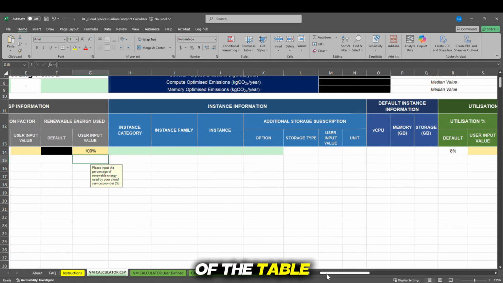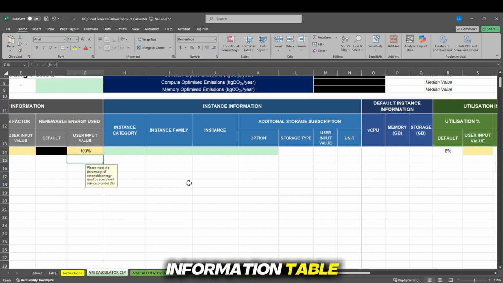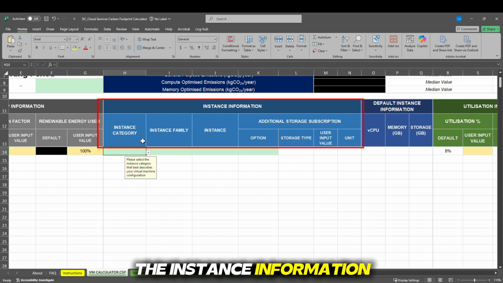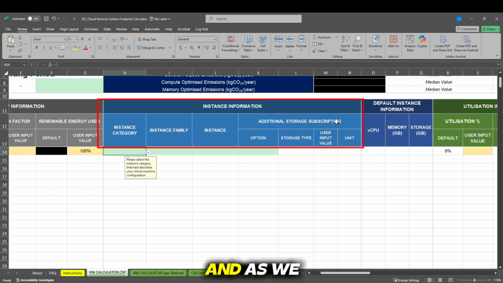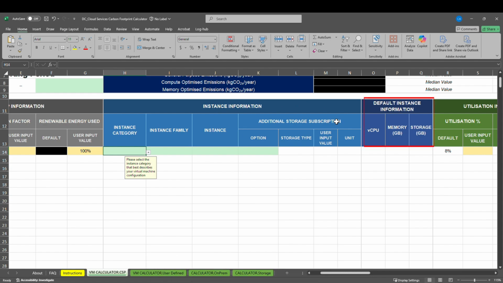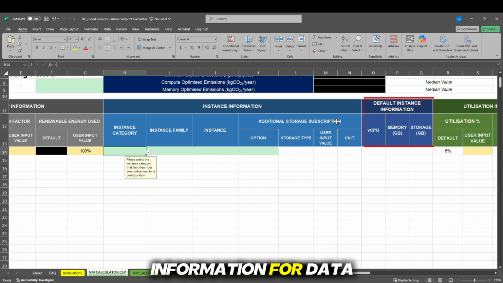The next part of the table are the instance information table and default instance information table. What's the difference between the two? The instance information is where we will be inputting our values. And as we have mentioned earlier, the database we are using is from the CSPs themselves. And to confirm whether the instance input we have in our database coincides with the correct amount of vCPU, memory, and storage used by the CSP, we have added the default instance information for data comparison.